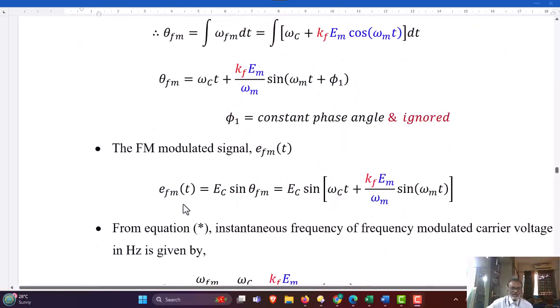And therefore, the modulated signal is given by EFM as a function of t, that is Ec sine of theta FM. Now replace theta FM by the expression we have just obtained. That is, EFM is equal to Ec sine of omega c t plus kf into Em by omega m sine of omega m into t.